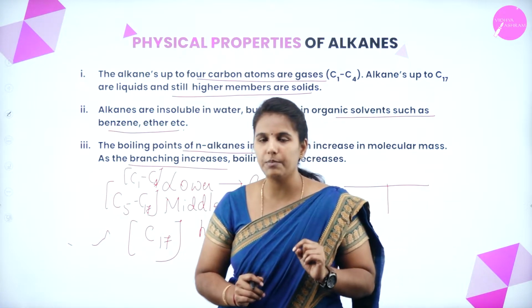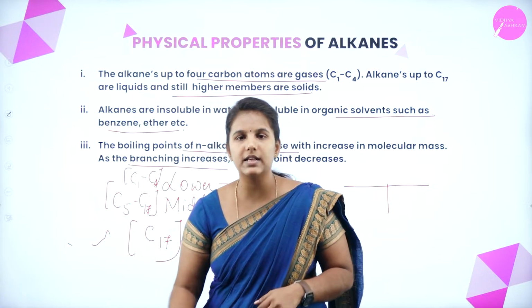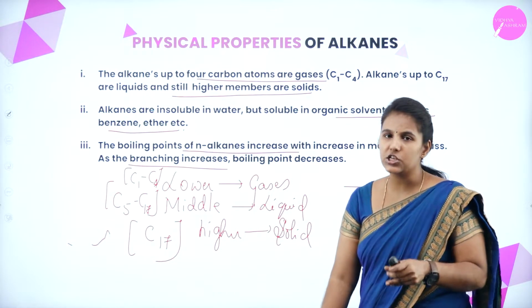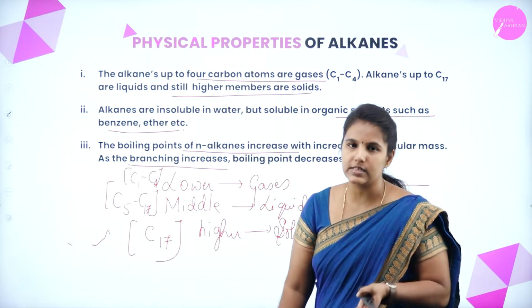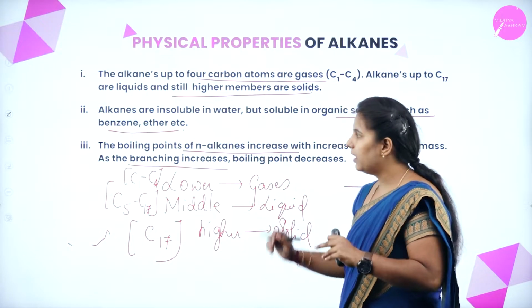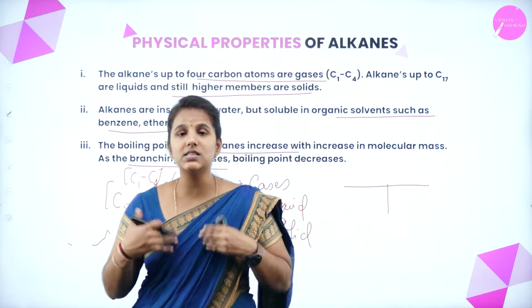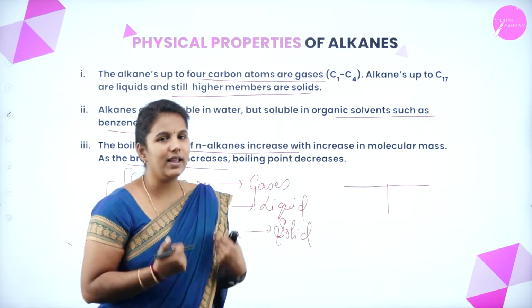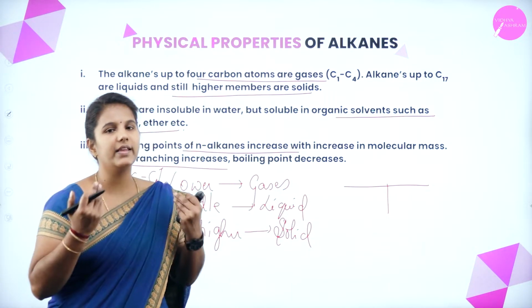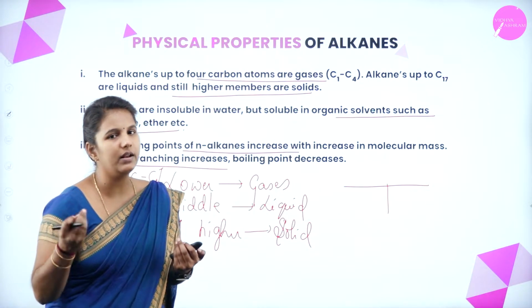So, what is the second property? The second property tells us that the alkanes are insoluble in water but soluble in organic solvents. And remember, the boiling points of the alkanes increase with the molecular masses and decrease especially when there is branching in the carbon chain.